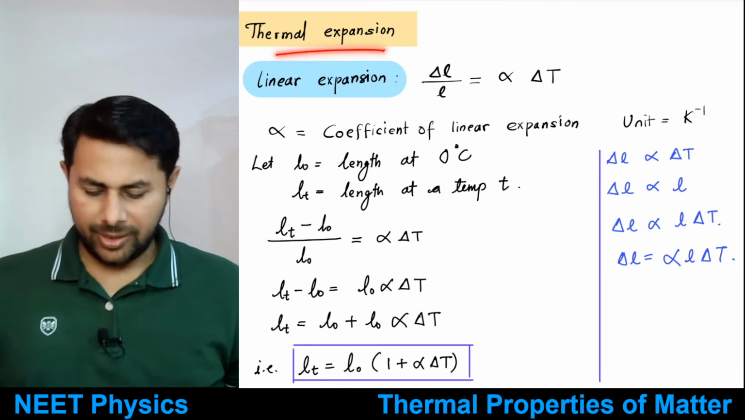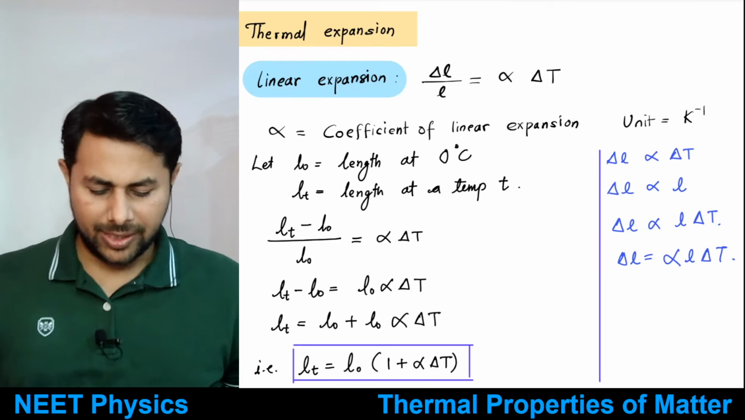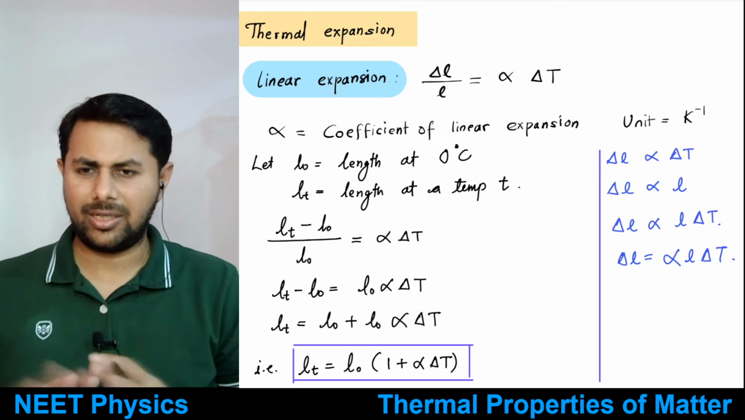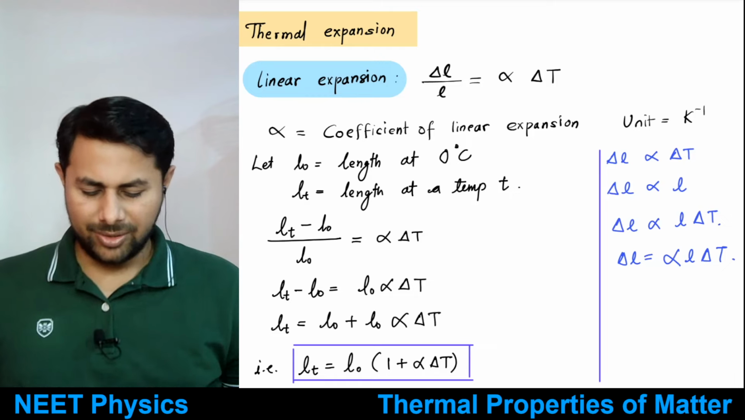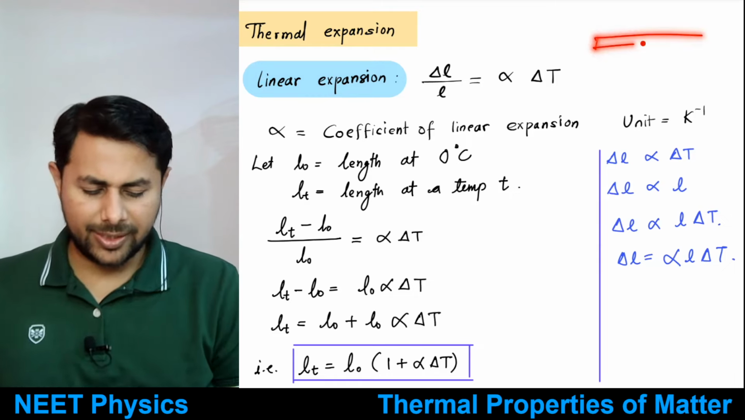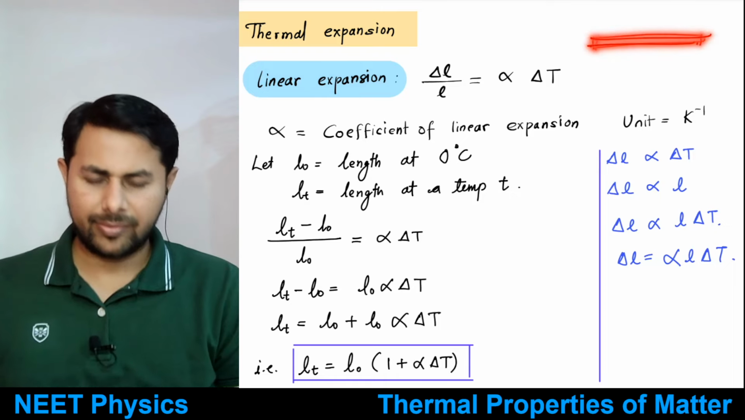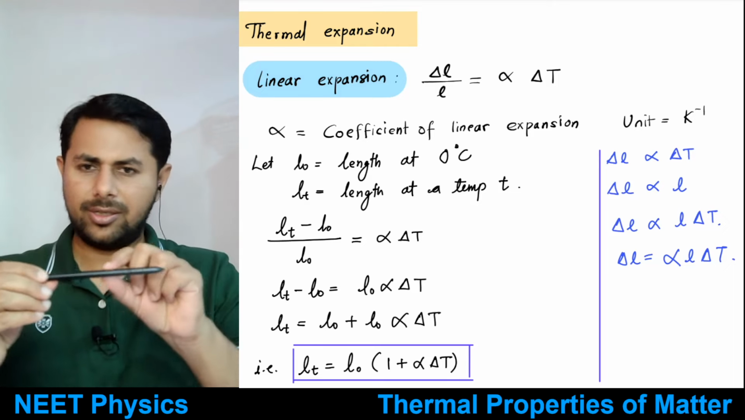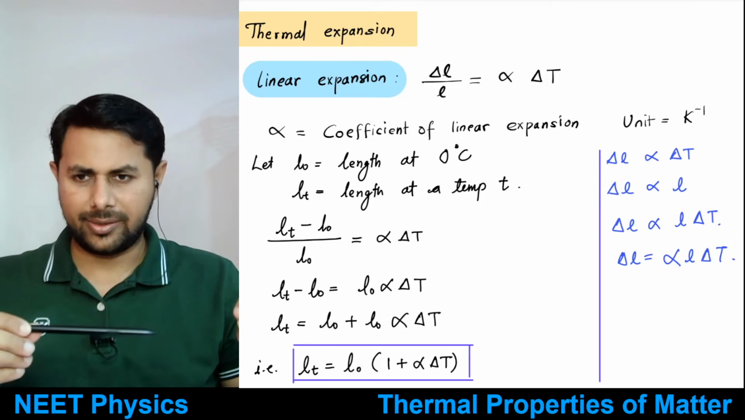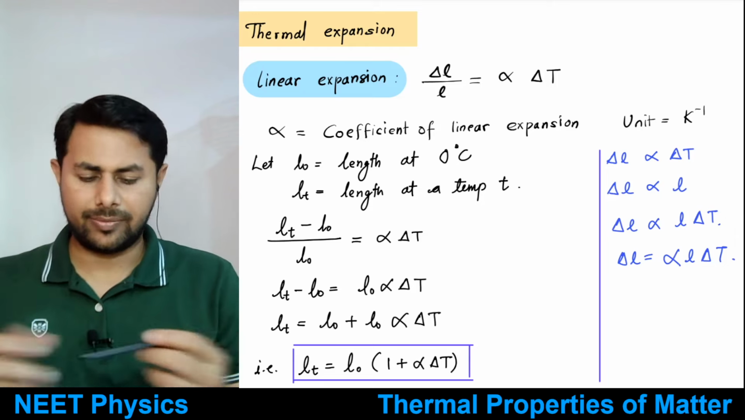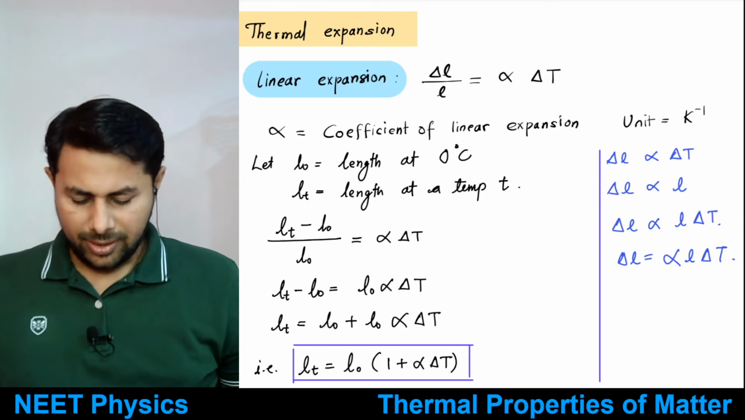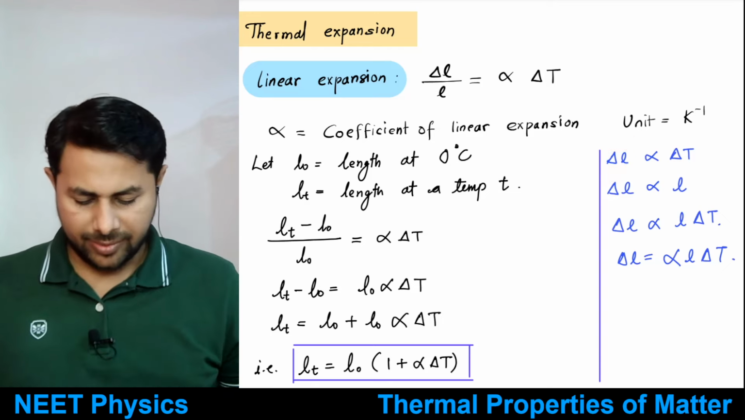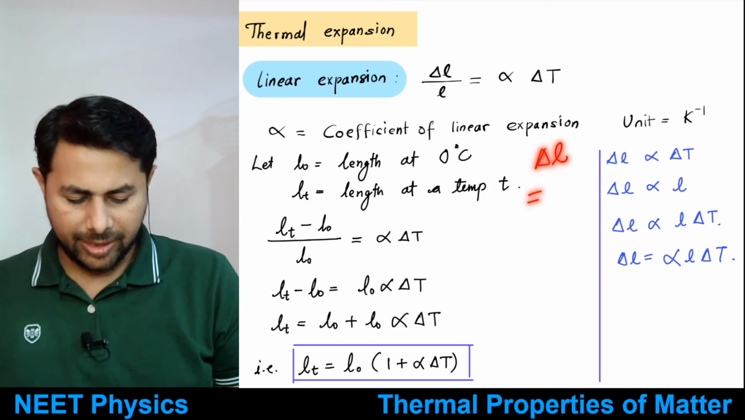So let's talk about thermal expansion. Now we know that if temperature is increased, solids, liquids, gases, everything will expand. Suppose, for example, you take some solid rod of some material. You increase its temperature and you find an increment in the length. Suppose it is made up of some metal, so there would be some change in length. Suppose delta L is the increment in length. So what would be delta L?